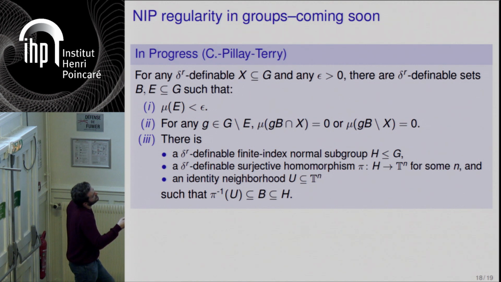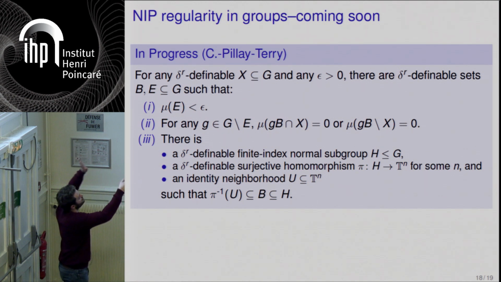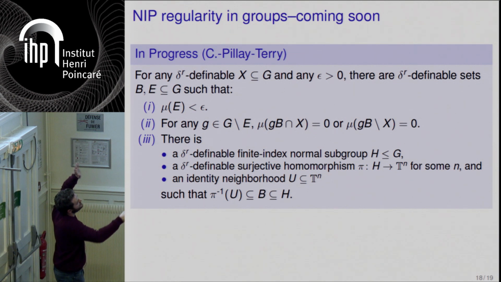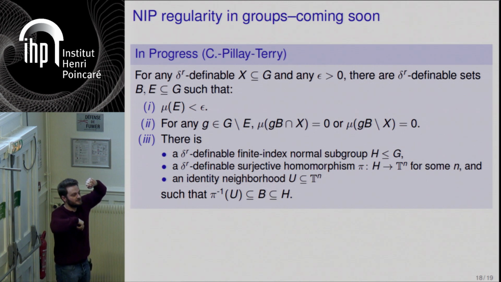If I take anything not in the errors and I translate B, either it intersects X in almost nothing or almost everything. And then again, these aren't just random definable sets. They're these kind of Bohr sets inside of finite index subgroups. And I've just repeated the things from the lemma there.